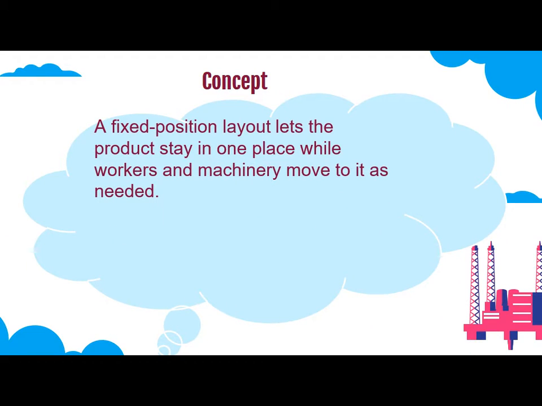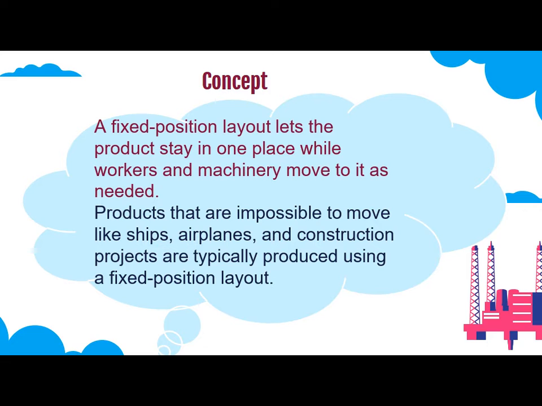A fixed position layout lets the product stay in one place, while workers and machineries move to it as needed. Products that are impossible to move, like submarines, ships, airplanes, and construction projects, are typically produced using a fixed position layout.